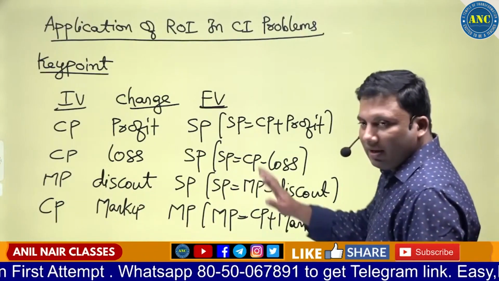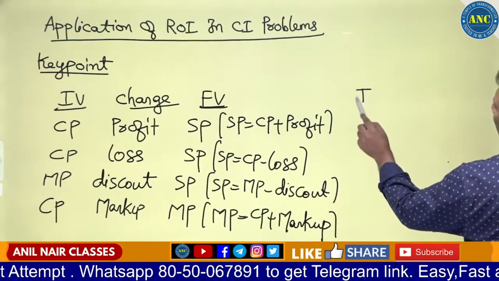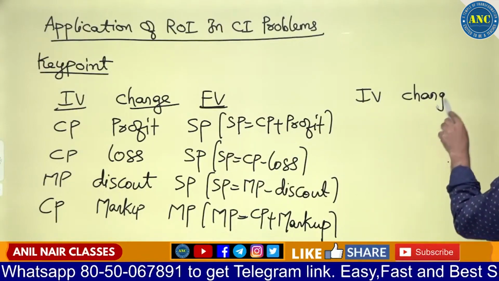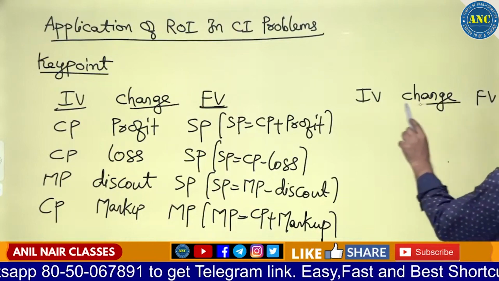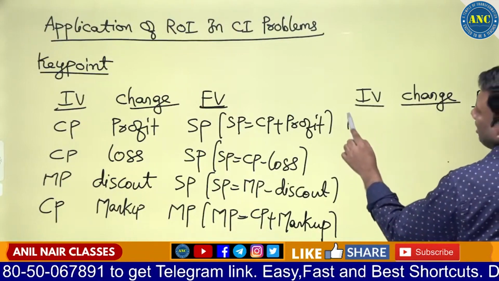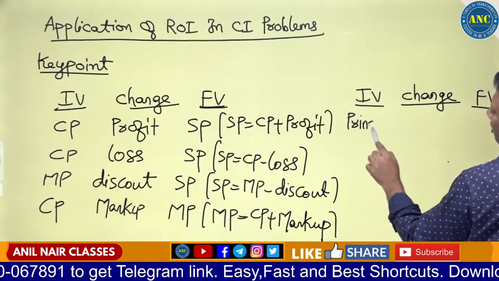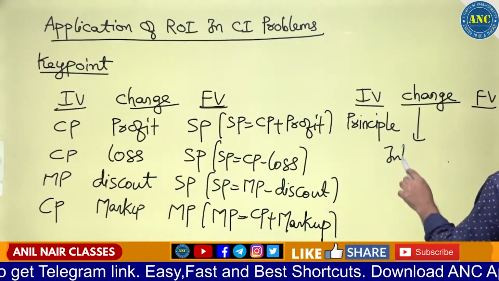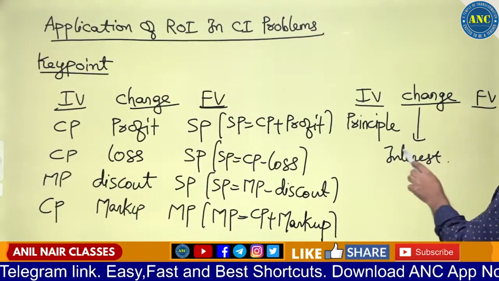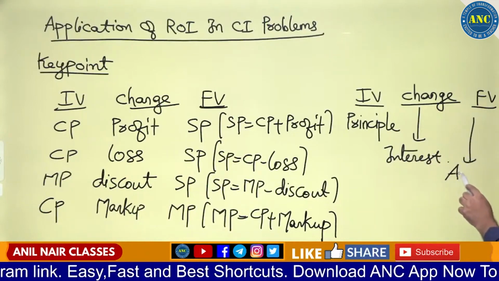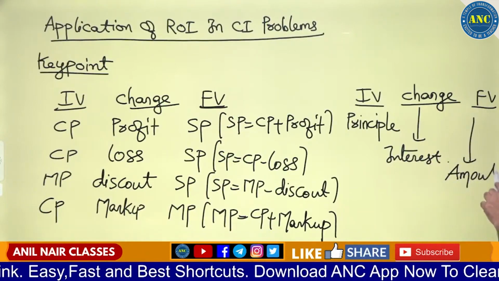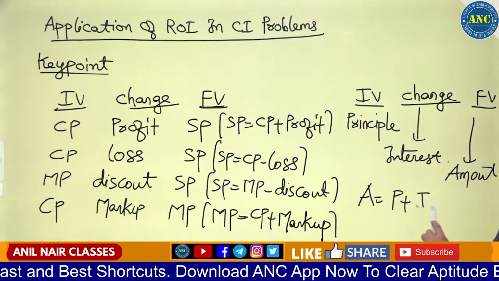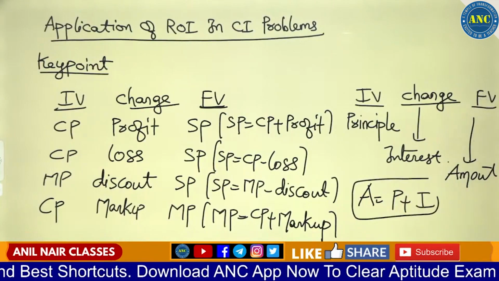The same thing in compound interest. Initial value, change, and a final value. Initial value is the principal. Change is interest. Final value is the amount. Amount is given by principal plus interest. I hope you understood it.